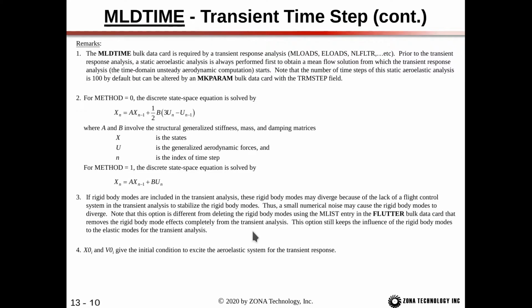We can just hold those rigid body modes to 0. Now note, this is different than deleting the rigid body modes using the MList entry in the Flutter card, because deleting the modes using the MList will completely remove those modes from the transient analysis. But by leaving the modes in the analysis and then just holding them to 0, this will keep the influence of the rigid body modes to the elastic modes for the transient analysis.